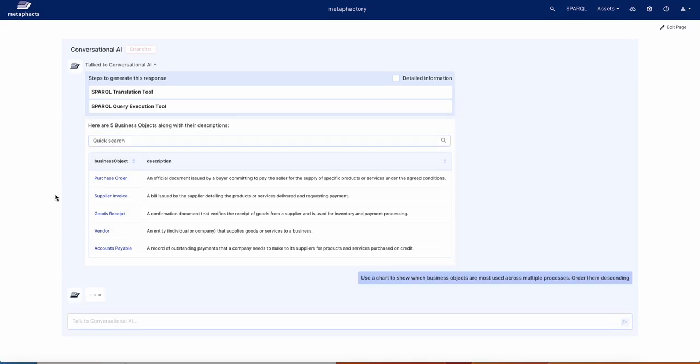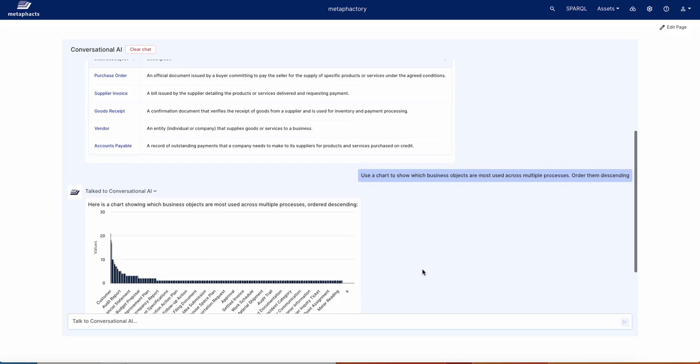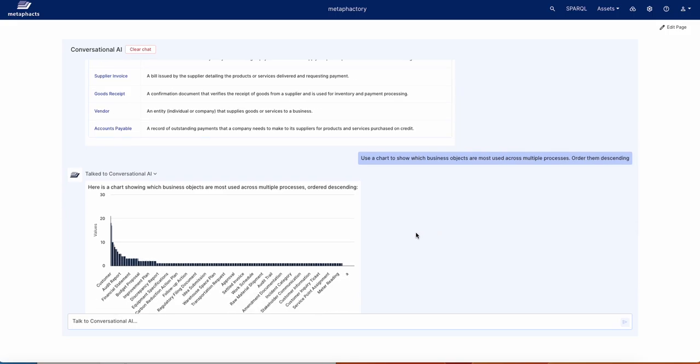So here we saw in the previous question that 5 different business objects were listed. Now we want to know a little bit deeper, within all of my data sets, which of them come across in most of our business processes. So we can then render these results within a chart and see which of them, let's say, are most central to the different business processes in the organization.